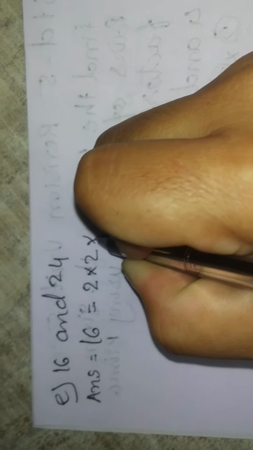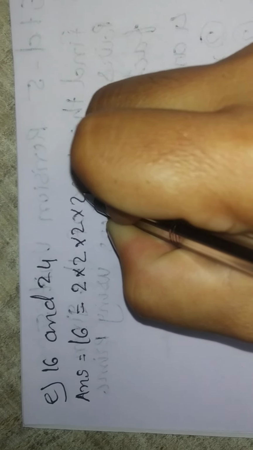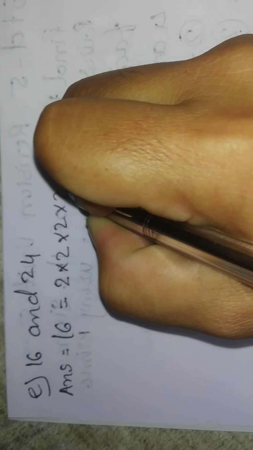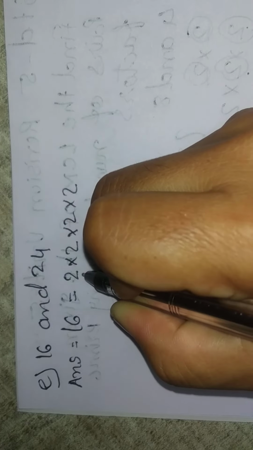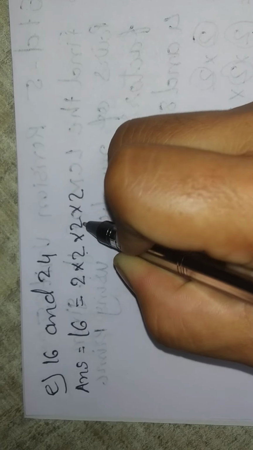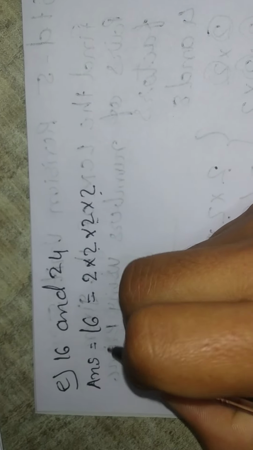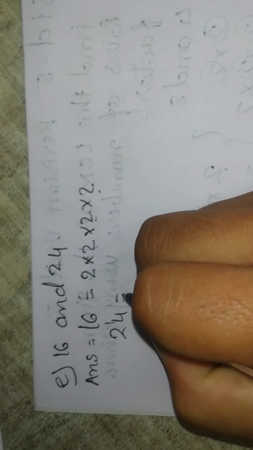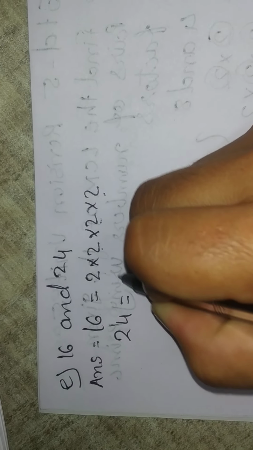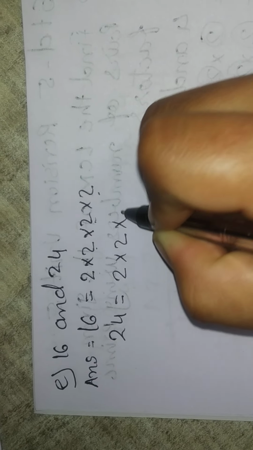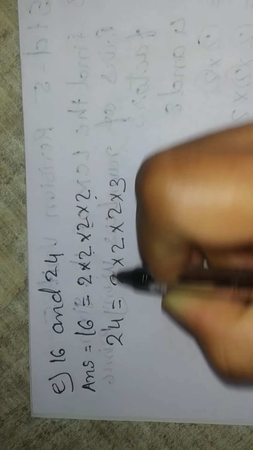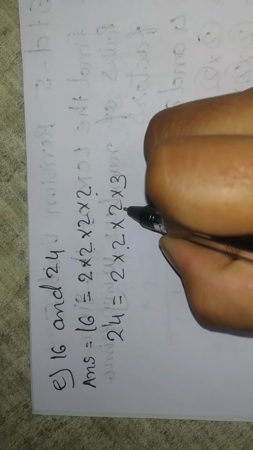16 is equal to 2 into 2 into 2 into 2. Why are we writing like this? Because 2 2s are 4, 4 2s are 8, 8 2s are 16. Then the next number is 24. 24 is equal to 2 into 2 into 2 into 3. 2 2s are 4, 4 2s are 8, 8 3s are 24.